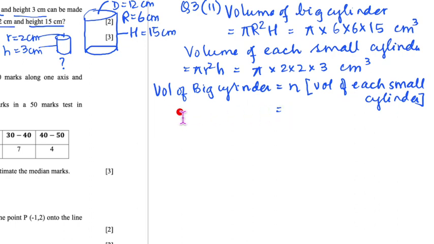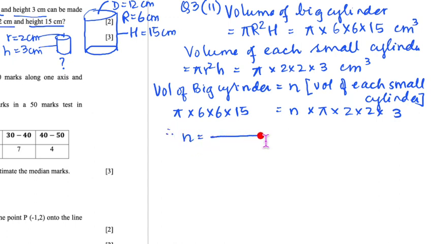So that will give us pi into 6 into 6 into 15 is equal to n into pi into 2 into 2 into 3, and so our n will be equal to, you can either cancel it over here or you can write it as pi into 6 into 6 into 15 upon pi into 2 into 2 into 3, and this pi gets cancelled.